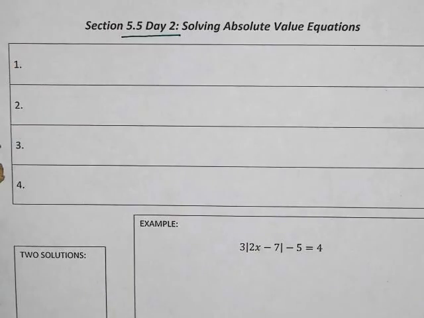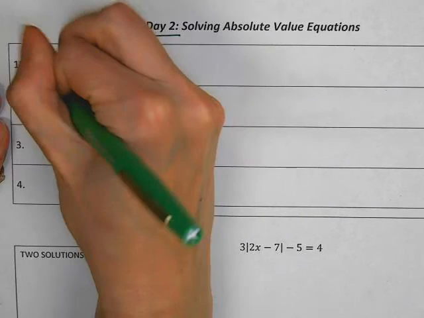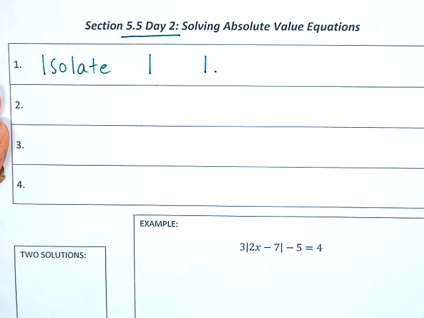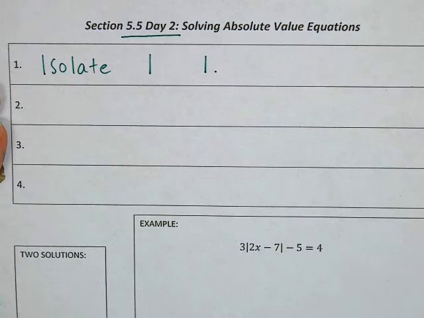Kind of a review of yesterday, solving absolute value equations with one little twist. So let's do a recap on how to solve absolute value equations. First step is always isolate. You need to have the absolute value piece isolated on one side. And then step 2 is to set up your two equations and solve.